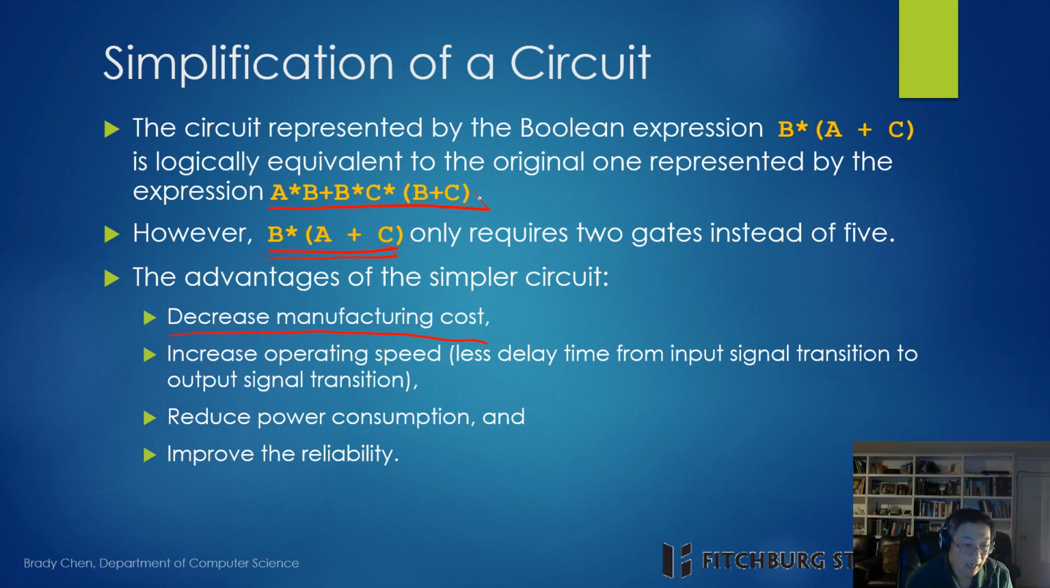We have less delay time from input signal transition to the output signal transition, because in the original circuit, once we have an input, we're going to pass through a couple of gates. But this time, the longest path only needs to pass 2 gates. Also, because we have fewer gates, this is going to reduce the power consumption and also improve the reliability. So this is really good.